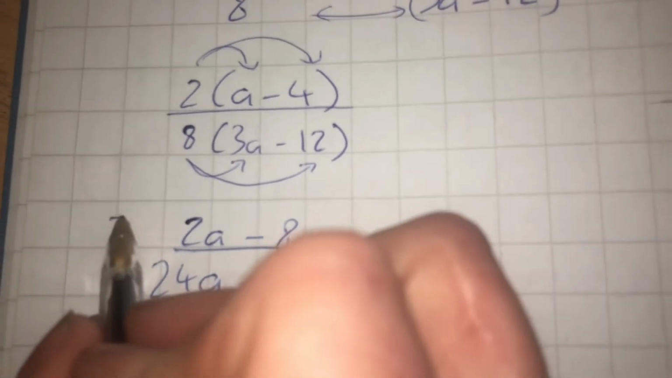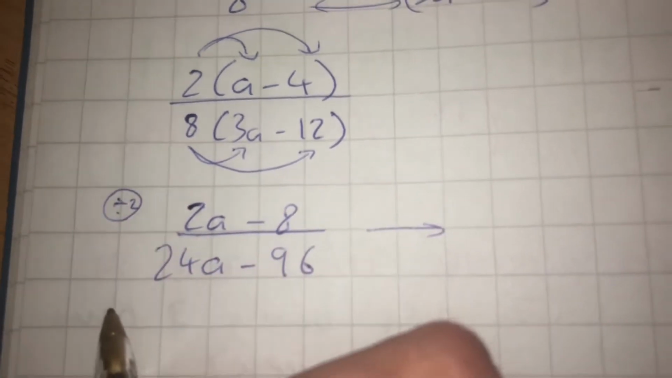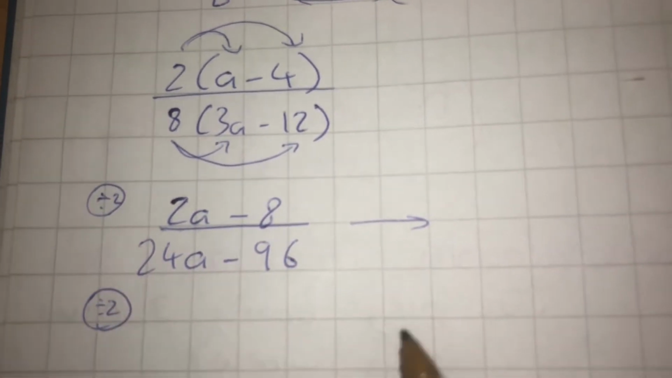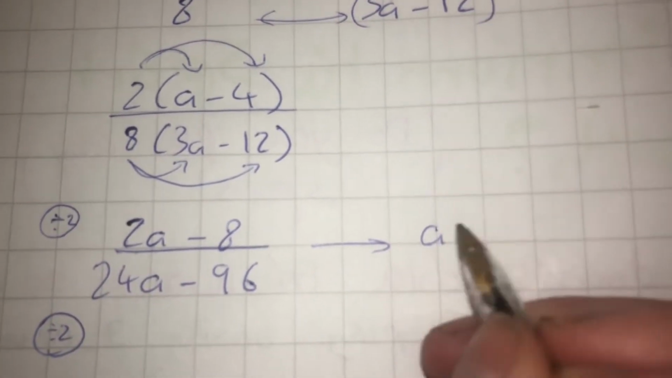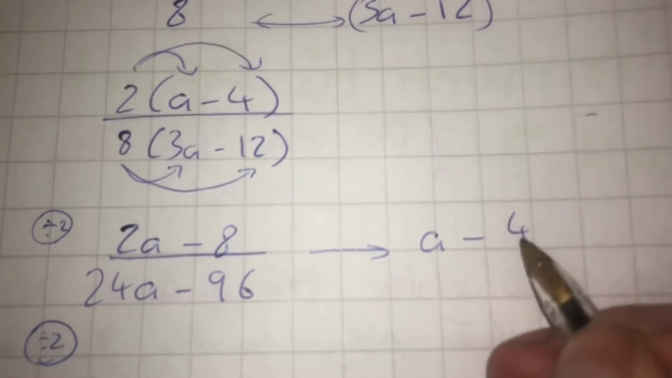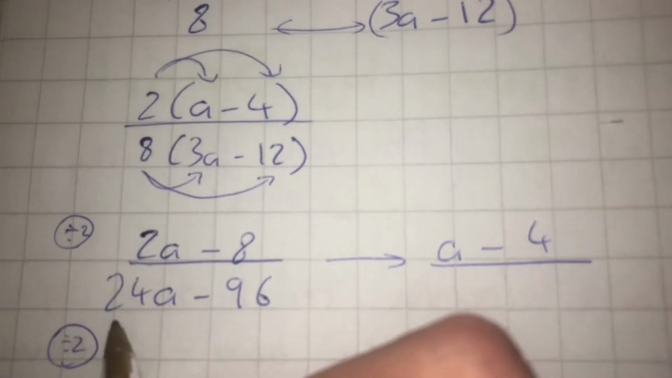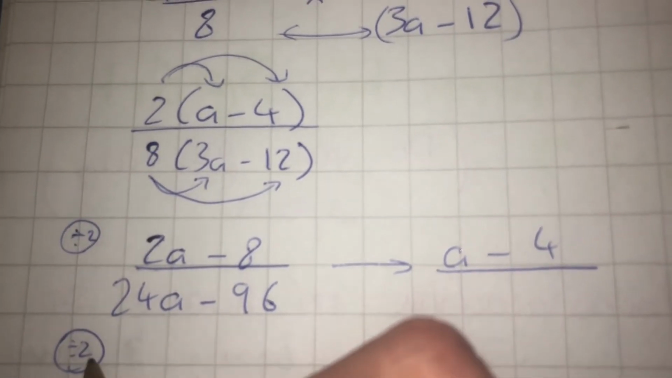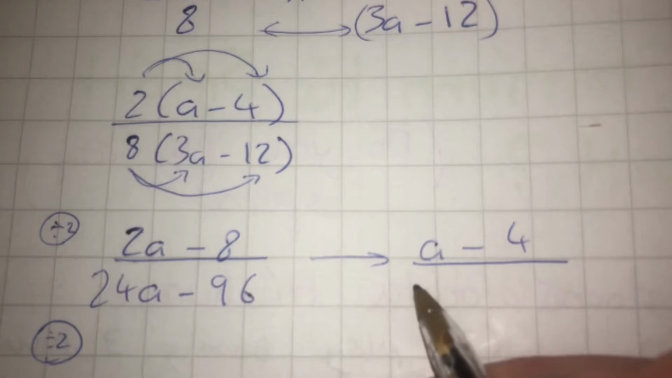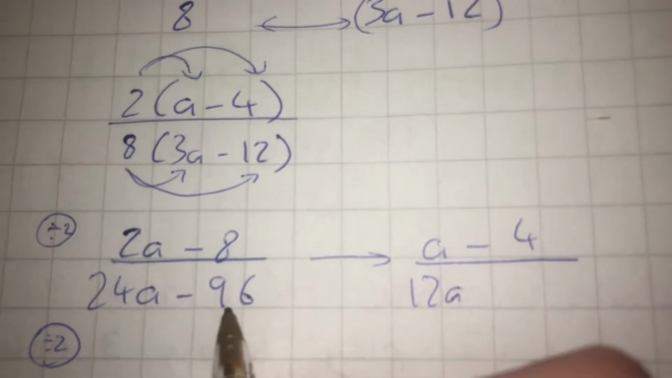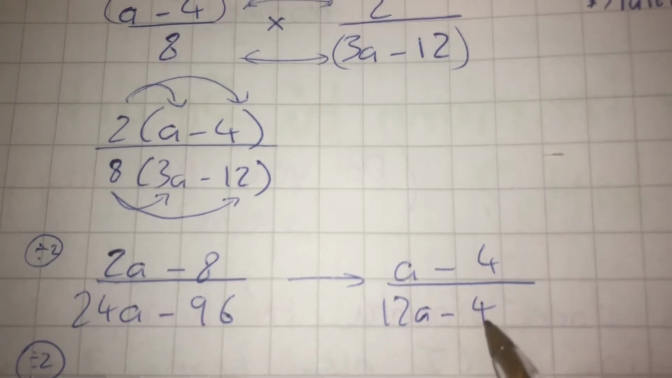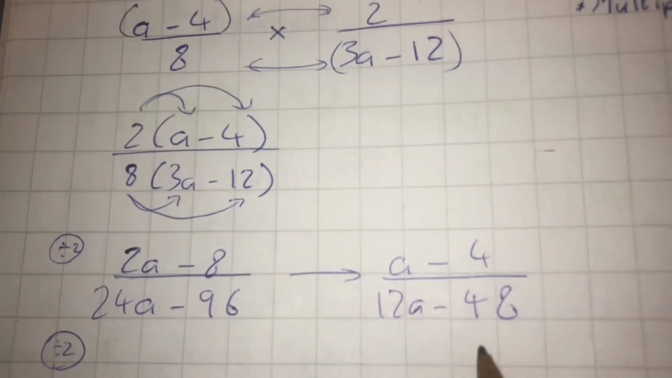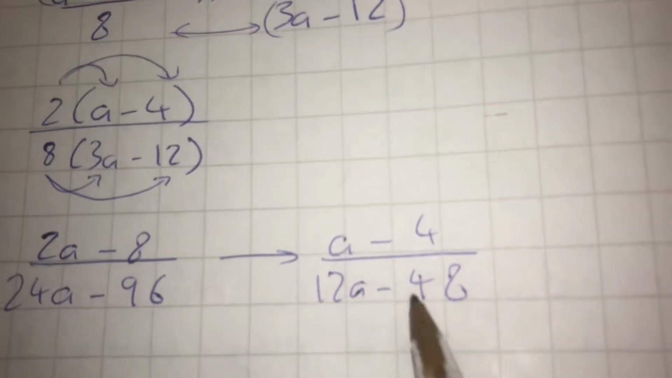So I'm going to divide top and bottom by 2 just to simplify, because remember, we're trying to create a simplified algebraic fraction. So 2a divided by 2 is a, 8 divided by 2 is 4, so I've got a minus 4 on the top. On the bottom, 24a divided by 2 is 12a, and 96 divided by 2 is 48. And that will be our final answer. There's nothing else we can really take out there.